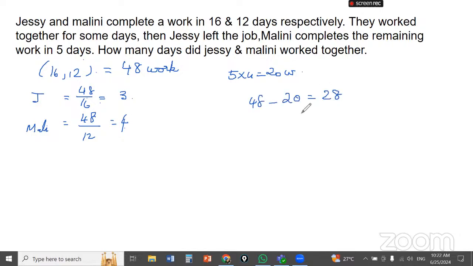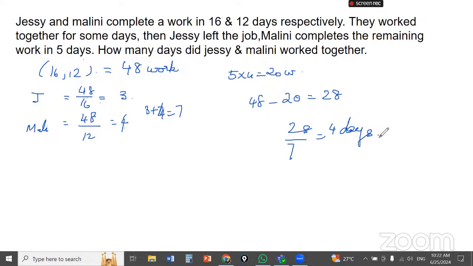This 28 work only, Malini and Jesse together completed. The 20 works was completed by Malini. So together they make 7 works. Jesse and Malini together do 7 works per day. So 28 work means 28 upon 7, that's equal to 4 days. So the answer is 4.